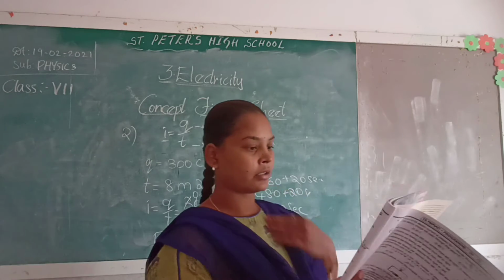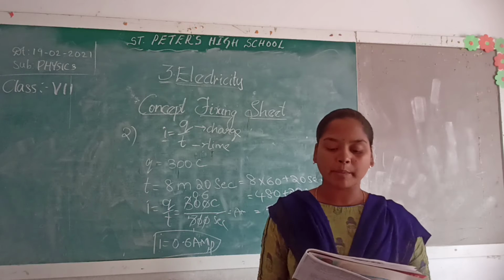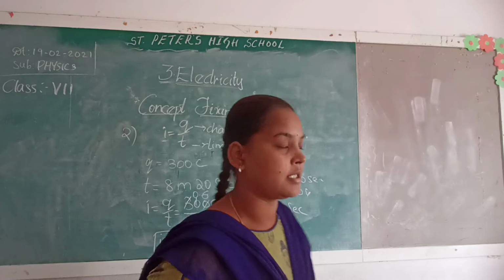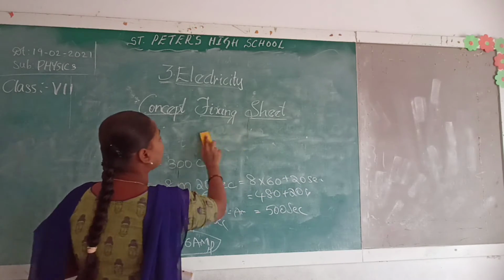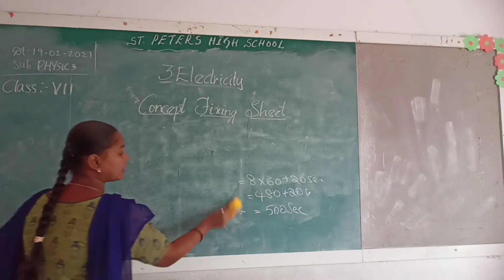Next. Find the number of electrons when 16 ampere of current flows through the conductor for 4 seconds. These types of sums we already have. How to find the number of electrons flown and how to find the total electron flow.